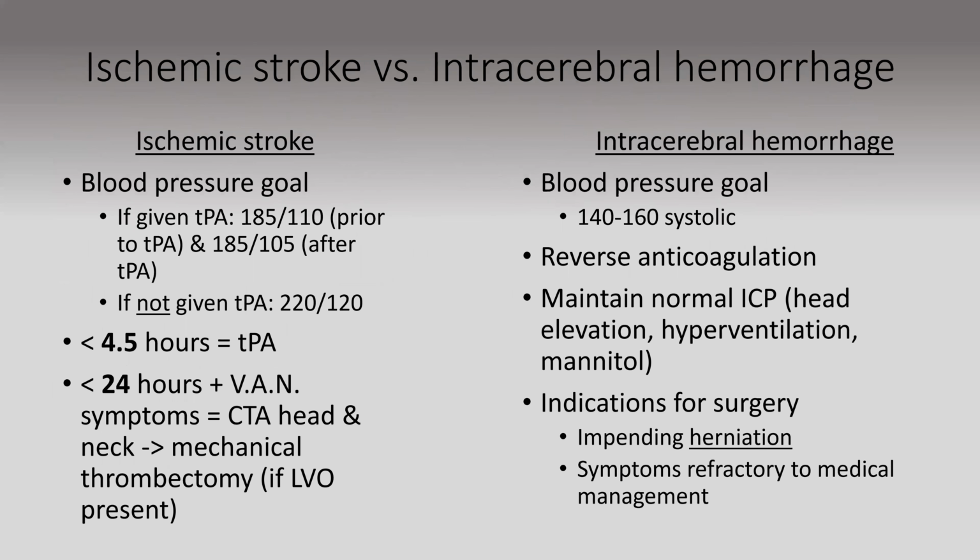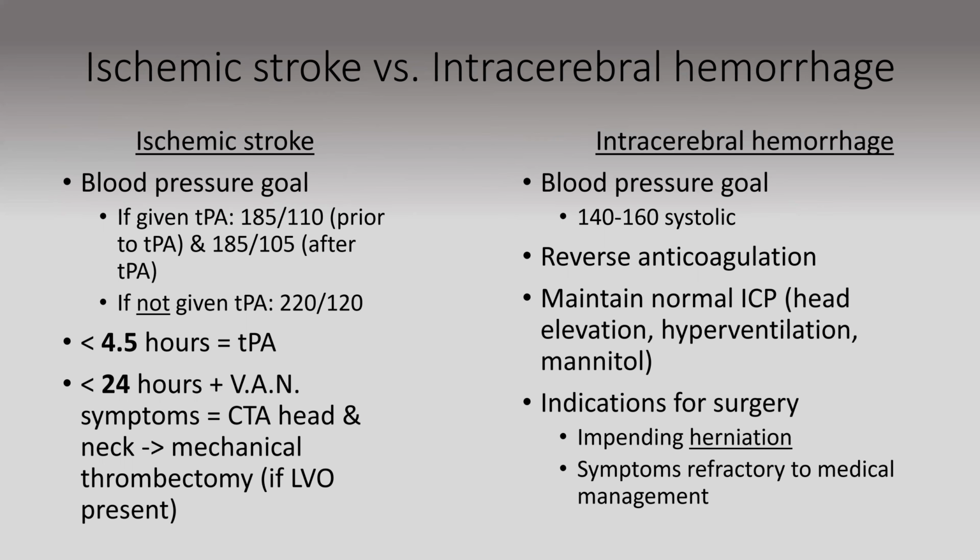So this question was really meant to get at ischemic stroke versus intracerebral hemorrhage. This is a common topic tested on NBME exams, and they often just want you to differentiate the two and what the goals are between the two in management. So we'll start with ischemic on the left side. So ischemic stroke, acute ischemic stroke, you have different blood pressure goals depending on if TPA is given and based on your window as well.